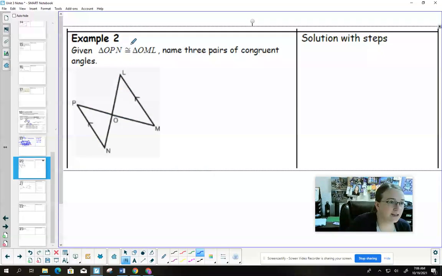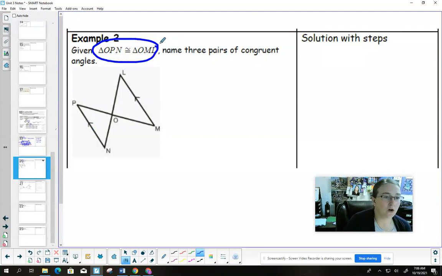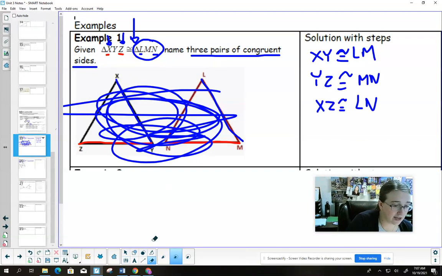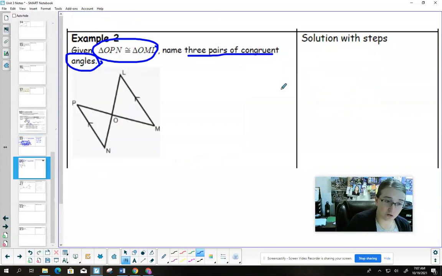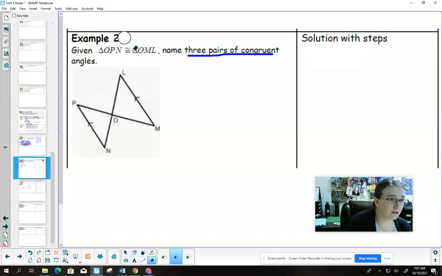It says given OPN is congruent to OML. Once again, there is this picture here, but it actually doesn't matter. This is what matters. We need to name 3 pairs of congruent angles now. So same way that here I was saying XY is the first side I can talk about, so XY is congruent to LM because that's the first two letters, the second two letters. Now that we're talking about angles, it lines up the same way. So I'm going to give you the first one, maybe the first two, and then we'll see if we're catching on.